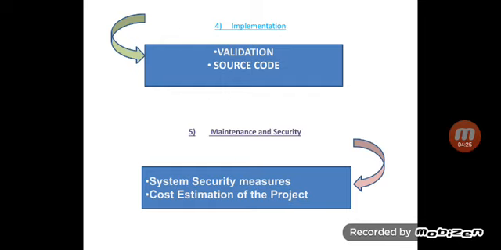And next one is source code. We can transfer design of system to computer language format, or we can say that source code is an activity where design is translated to runnable code.